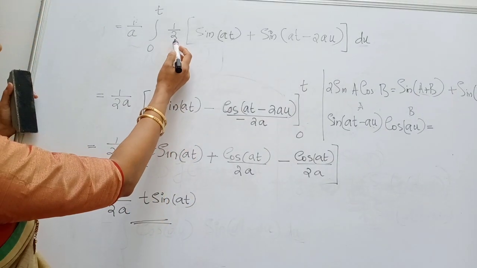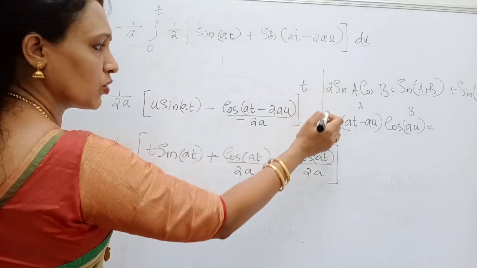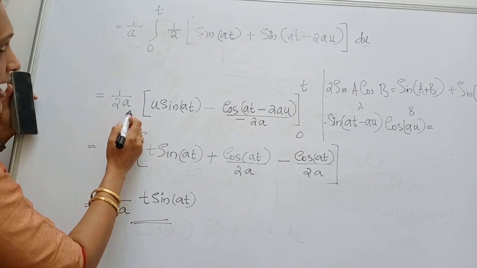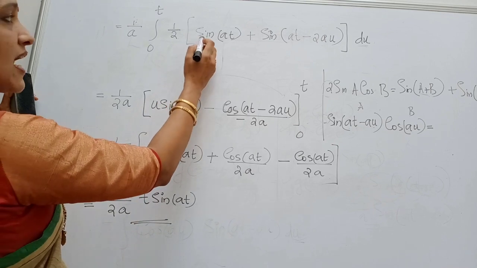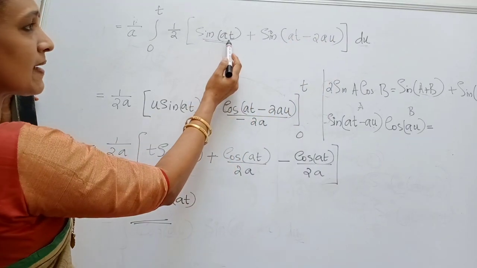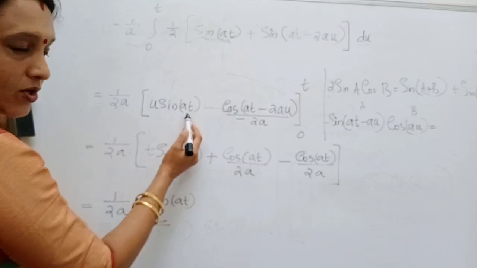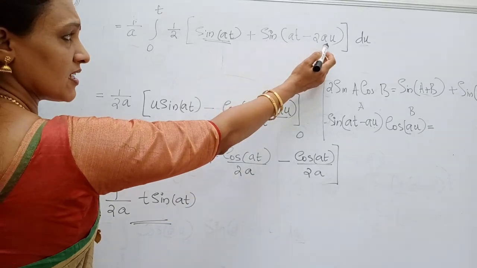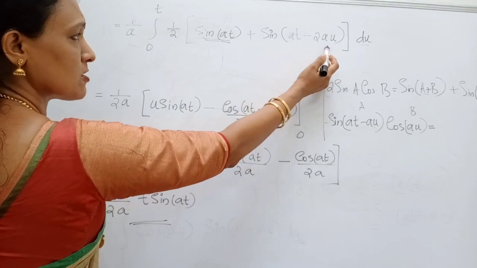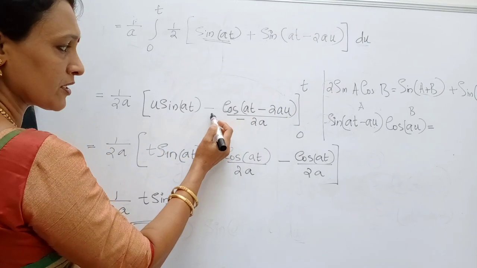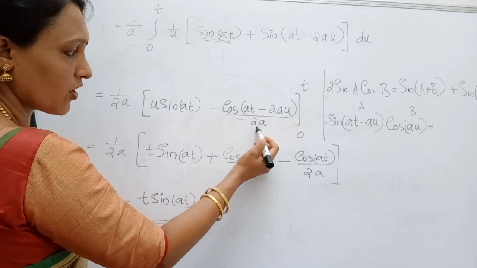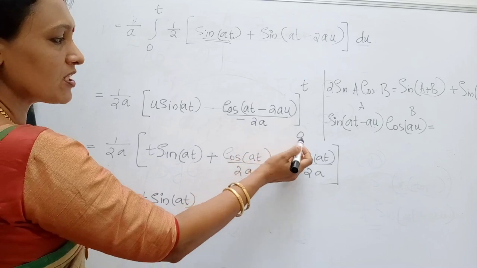Now, there is a 1 by 2. See, there is no 2 here, isn't it? Therefore, that 1 by 2 can be taken outside, so 1 by 2a. Now we are integrating. Remember, sin a t is entirely a function of t and we are integrating with respect to u. Therefore, sin a t, whose integral is u sin a t. Now, sin of a t minus 2 a u contains u and t. When you are integrating this with respect to u, sin becomes minus cos. So minus cos of a t minus 2 a u divided by the coefficient of u, which is minus 2a, with limits 0 to t.